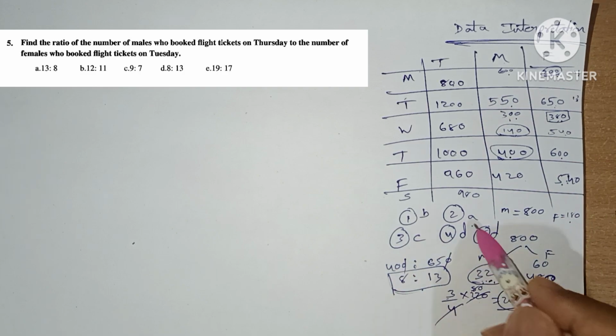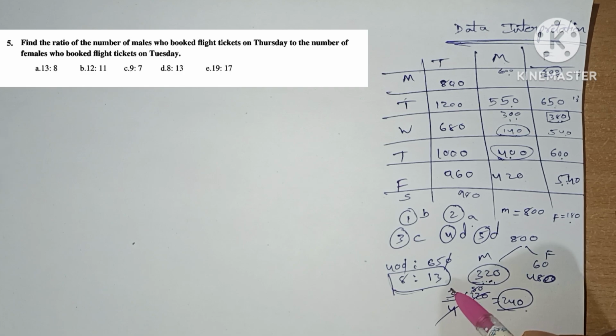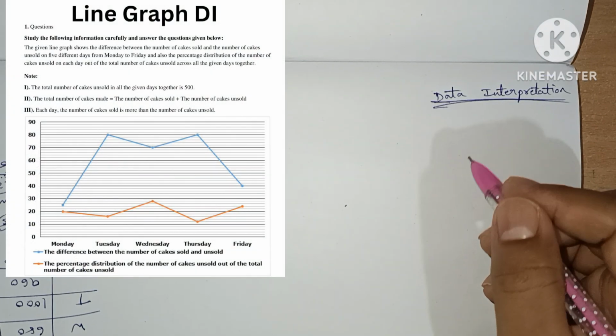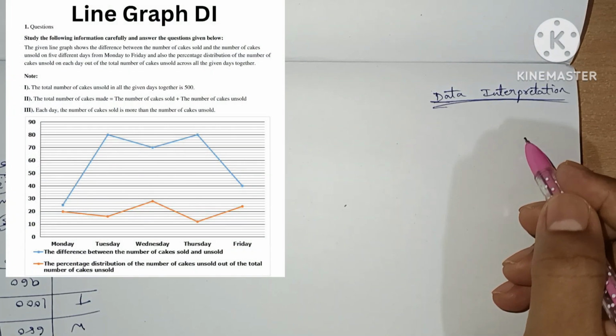So these are the questions that are asked for the table chart DA. Now we are moving to one more data interpretation. Now we are seeing a line graph DA.